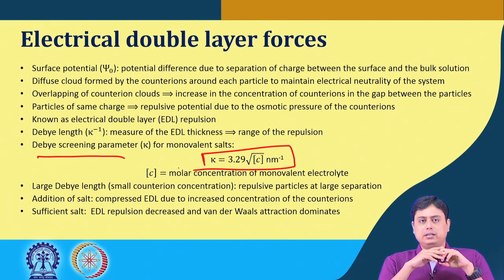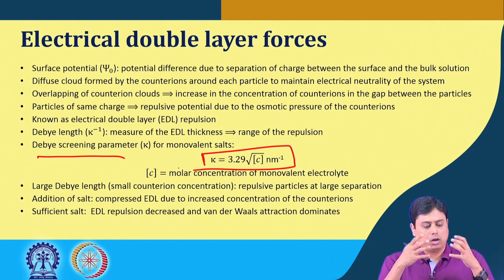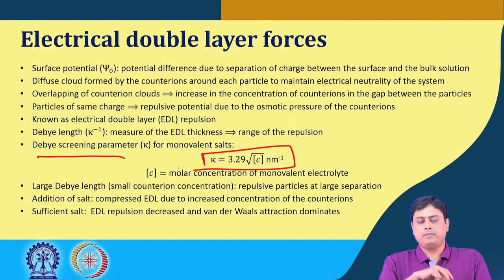So, a large Debye length means a small counter ion concentration, which means the particles are repulsive at large separation. And if we add some salt to it, it compresses the electrical double layer, because there will be an increase in the concentration of the counter ions. Once a sufficient amount of salt is added, this electrical double layer repulsion decreases and the van der Waals interaction becomes dominant.